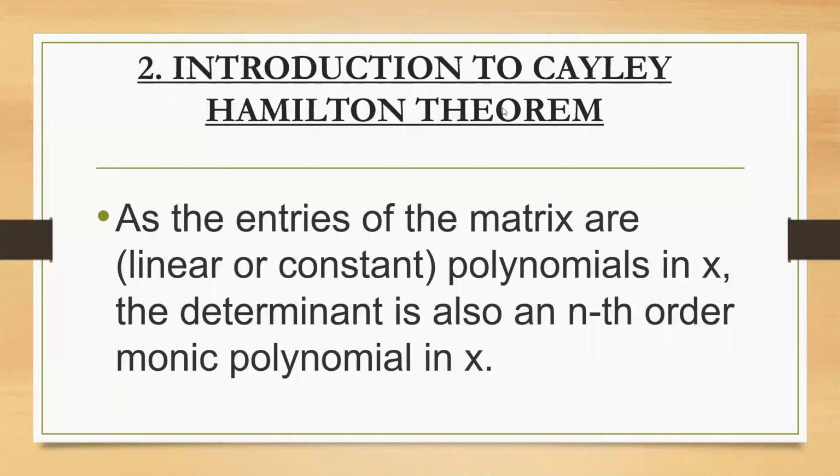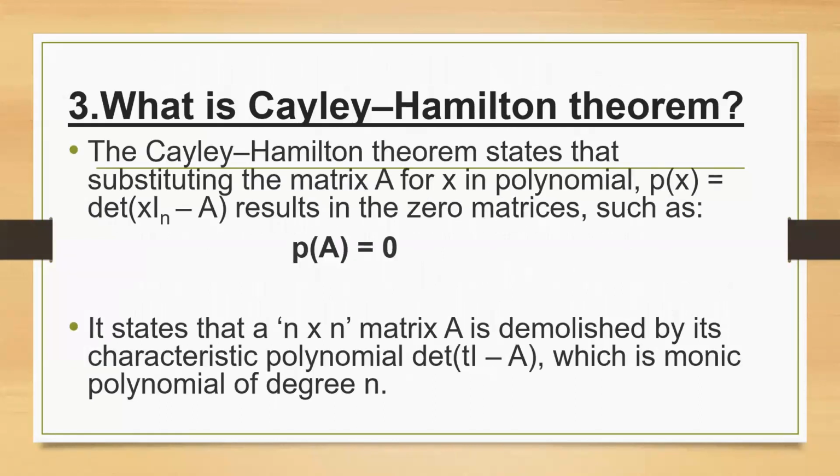Now moving on to the next slide. Now moving on to the third subtopic, what is the Cayley-Hamilton theorem? The Cayley-Hamilton theorem states that substituting the matrix A for x in the polynomial P of x equals det of x times the identity matrix, where the identity matrix is of n by n size, minus the matrix A, results in the zero matrix, such that P of A is equal to 0.